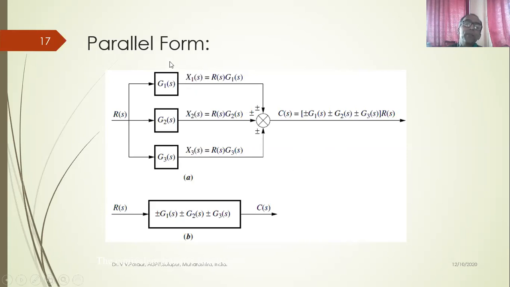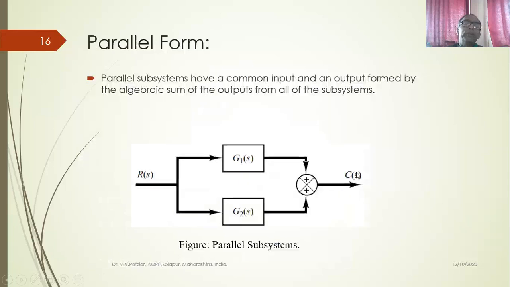So what is the overall block diagram? When I add these parallel blocks and convert them into a single block, how will it look? RS is the input, and inside the block I write plus or minus G1s plus or minus G2s plus or minus G3s. And what is the output? Output is CS. Now how do I read this reduced or equivalent block diagram? RS multiplied by this block is equal to CS. So these are the parallel rules.